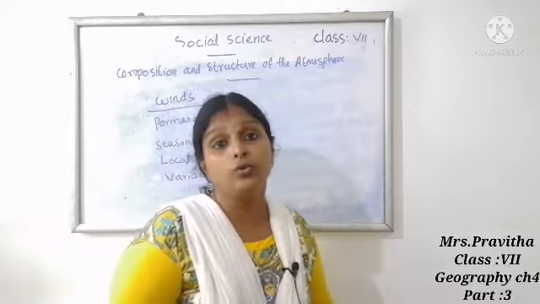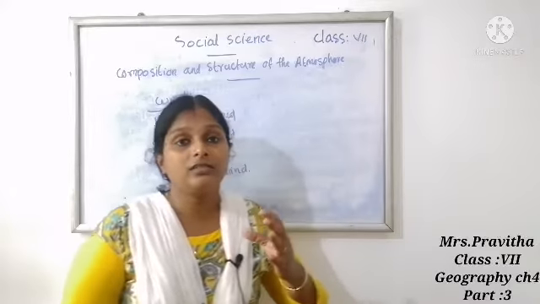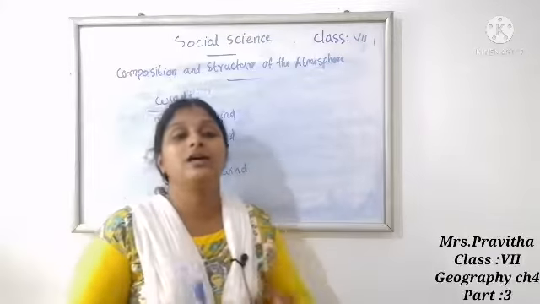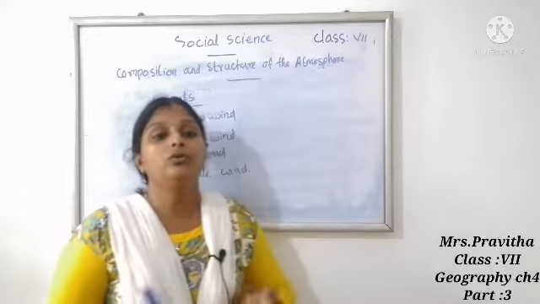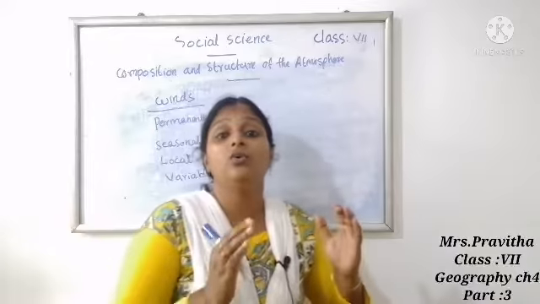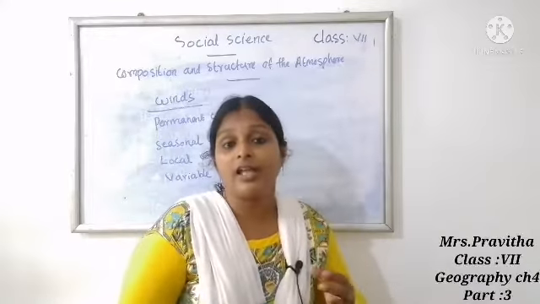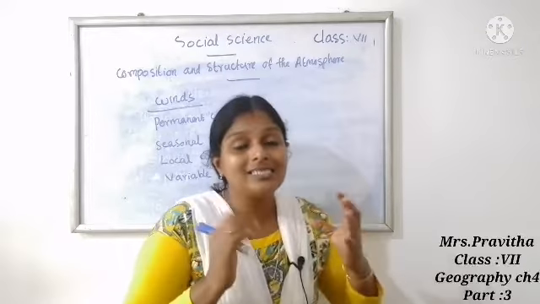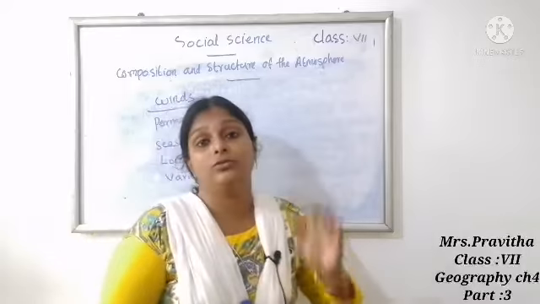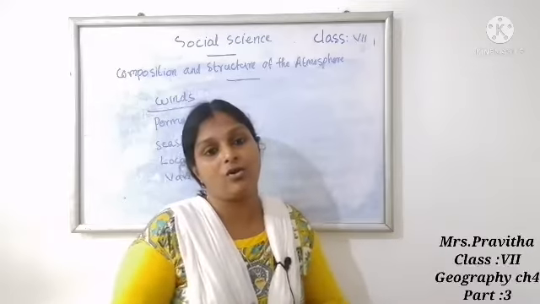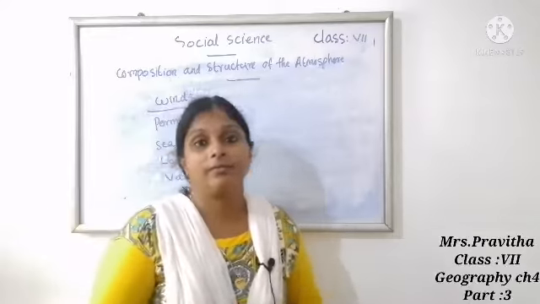For example, Loo. Loo is the best example of local wind. And what is Loo? Loo is the dry, hot and dusty wind that blows during the dry summer season in the northern plains. So the local wind example is Loo.